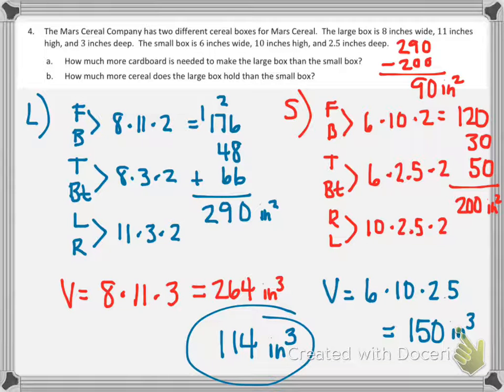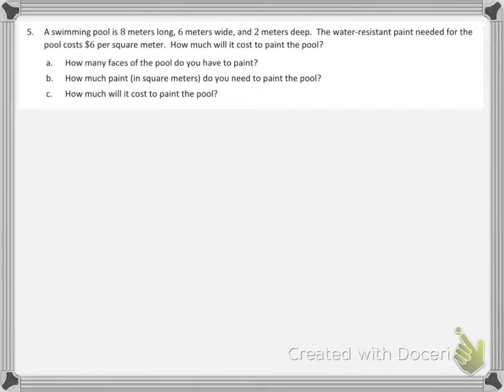There's number 4. All right, number 5, a swimming pool is 8 meters long by 6 meters wide by 2 meters deep. The water-resistant paint needed for the pool costs $6 per square meter. How much will it cost to paint the pool? Well, this is surface area, and since it's a pool, we'll have no top.